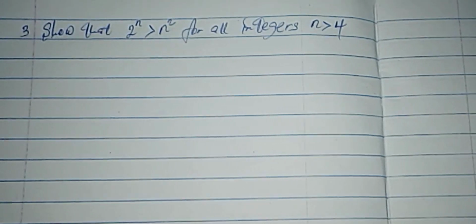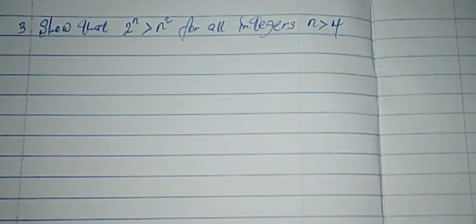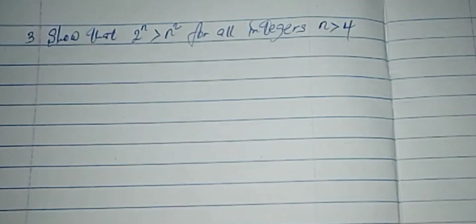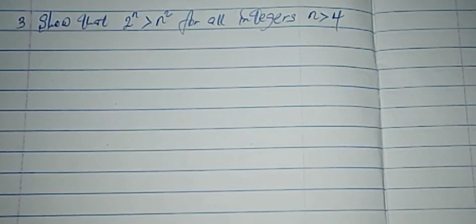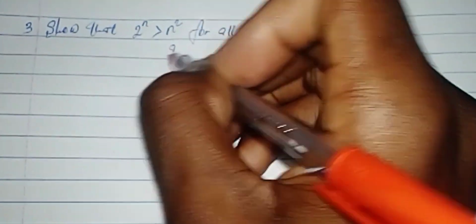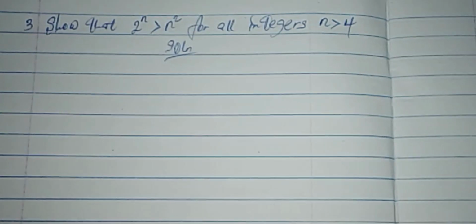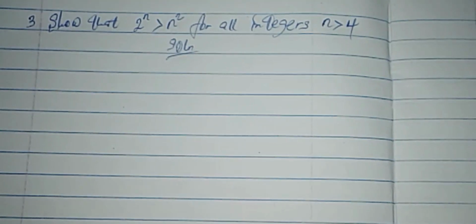For the third one, it says show that 2 raised to power n is greater than n raised to power 2 for all integers n greater than 4. This is for the induction on inequalities. So, solution. We are still going to follow all steps followed at the previous ones.